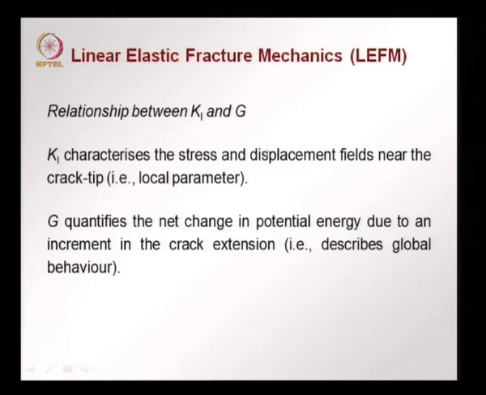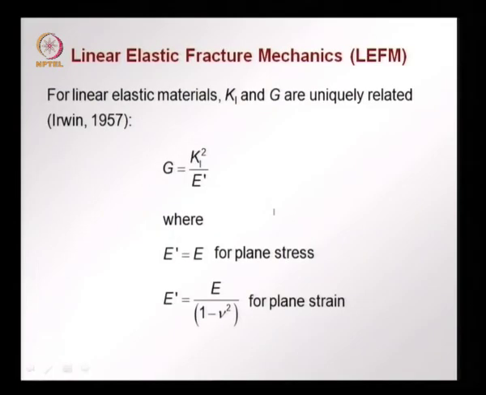It was found that K1, which characterizes the stress and displacement fields near the crack tip, which is a local parameter, we are looking at what happens near the crack tip, and G, which quantifies the net change over the body, how the potential energy changes due to this crack extension, which can be described as a global behavior, are related, that K1 and G are related. Irwin in 1957 showed that there is a unique relation between K1 and G. G is equal to K1 squared over E prime.